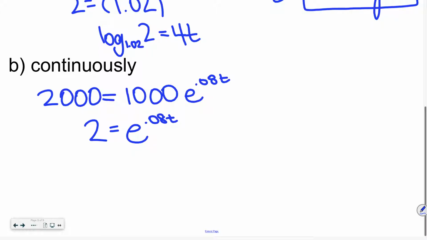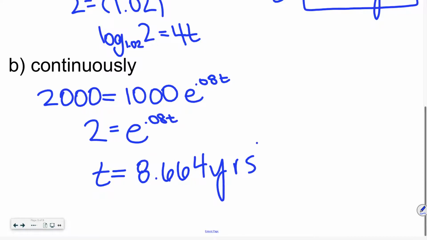Go ahead and solve this one out for me. Will it be quicker or longer? Should be quicker. Compounding continuously should rack up interest faster, so we should double sooner. Callie, what do you have for me? 8.664 years.